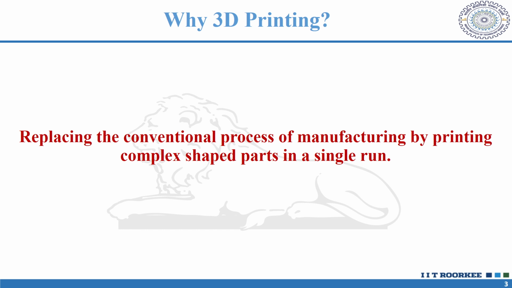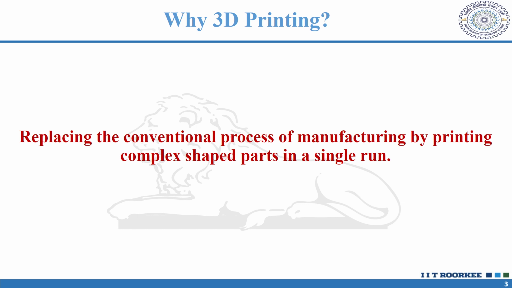But the question arises why it is utilized at such a faster rate and on a large scale. Initially, we used the conventional process of manufacturing. The conventional process of manufacturing includes casting, molding, joining, and forming. And in these processes, we need to assemble different components in order to achieve the final part. But this is not the case in 3D printing technology.